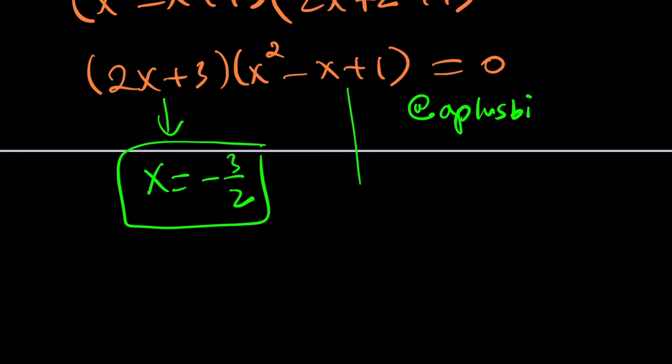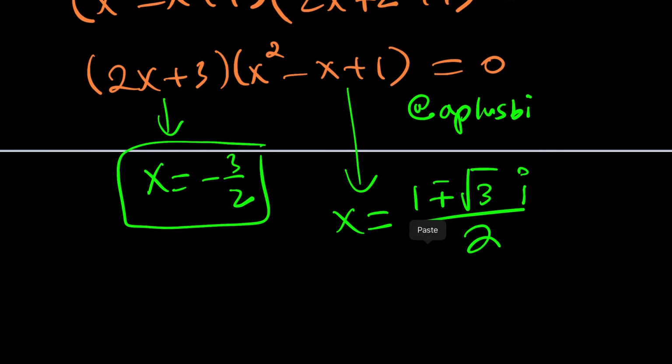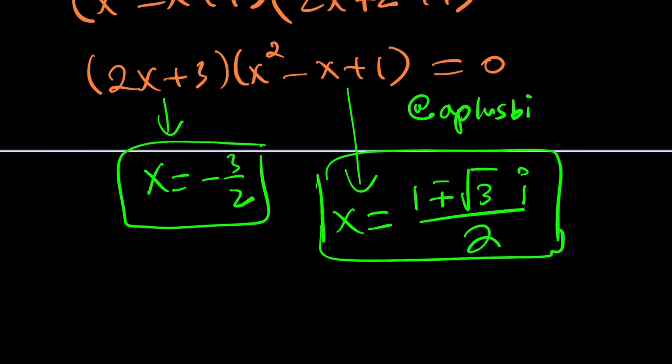Now, from here, this gives us x equals negative 3 halves, and then the quadratic gives us complex solutions. Let's find them using the quadratic formula: negative b plus or minus the square root of b squared minus 4ac. That's going to give you square root of 3i divided by 2. And again, I think this came up in another problem. Was it yesterday? I think on this channel, not on aplusbi, but on SyberMath.